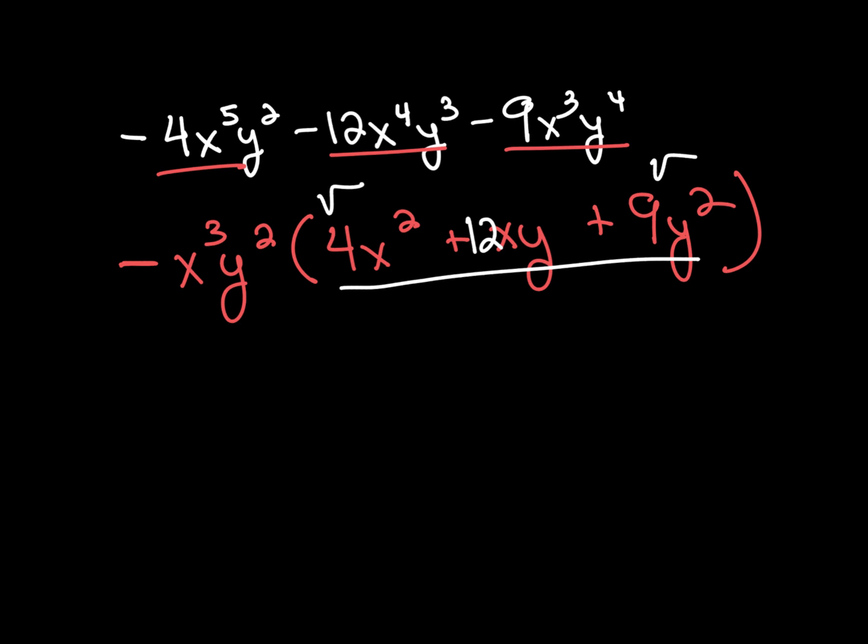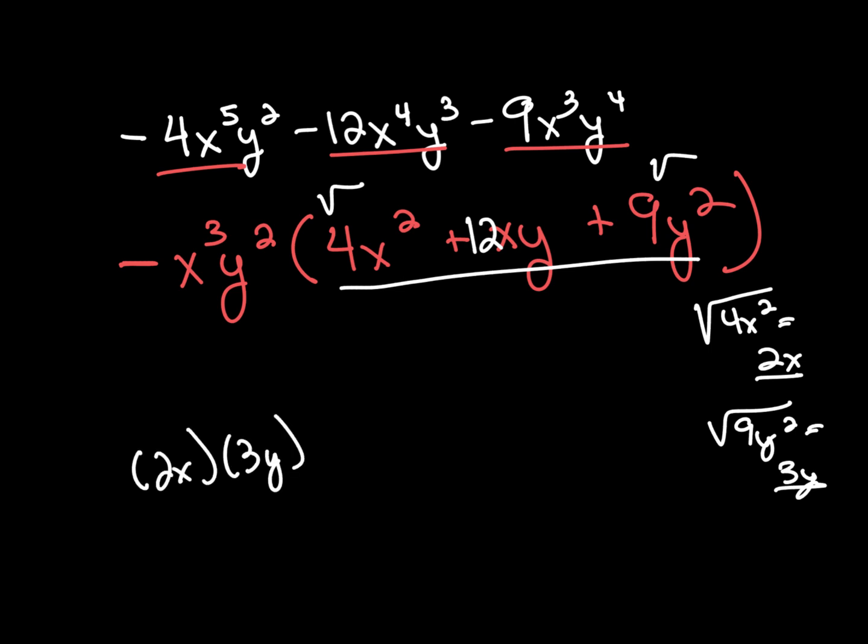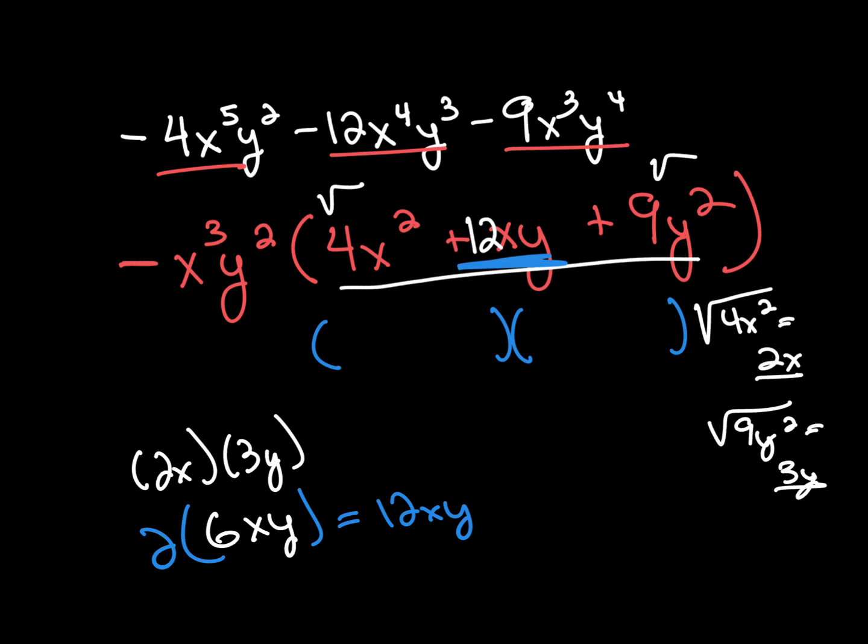So the square root of 4x squared is 2x, and the square root of 9y squared is 3y. And if I multiply those two things together, which would be 2x times 3y equals 6xy, and then double it, I do get the middle term, which fits the characteristics of the perfect square trinomial. So I know that this can easily factor into basically two things that are exactly the same.